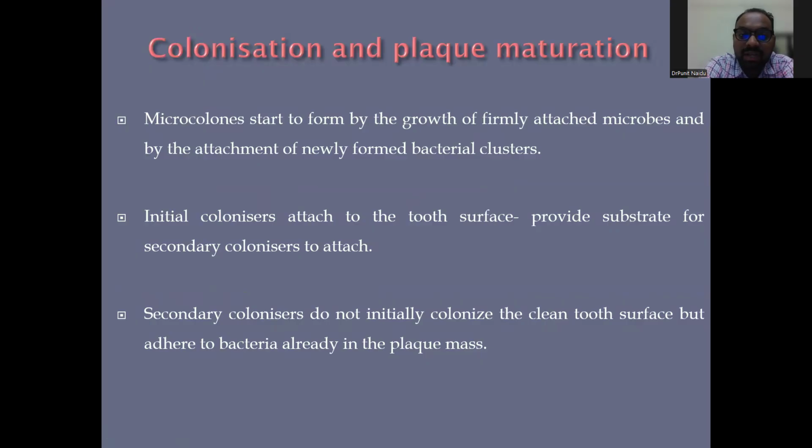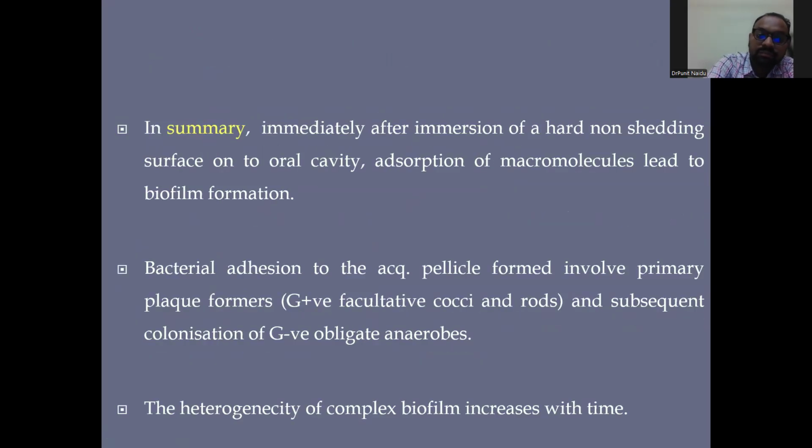Colonization and plaque maturation. These microcolonies form by growth of firmly attached microbes and by the attachment of newly formed bacterial clusters. These initial colonizers attach to the tooth surface, which provides a substrate for the attachment of secondary colonizers. And these secondary colonizers do not directly colonize the tooth surface, but adhere to the bacteria which are already present in the plaque.